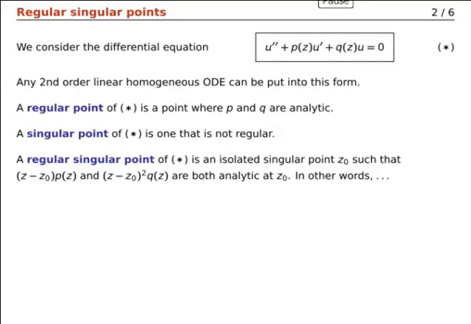Now, there's an especially simple type of singular point, a regular singular point, and that's one where if the point is called z0, then the functions (z minus z0) p of z and (z minus z0) squared q of z are both analytic at the point z0, which is the singular point. In the language of complex variables, you can say p has a singularity which is no worse than a pole at z0, and q has a singularity that's no worse than a double pole at z0.